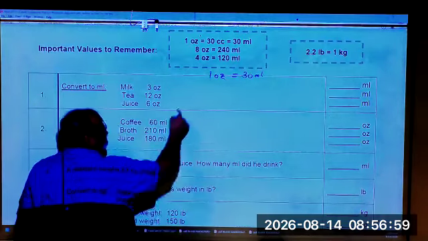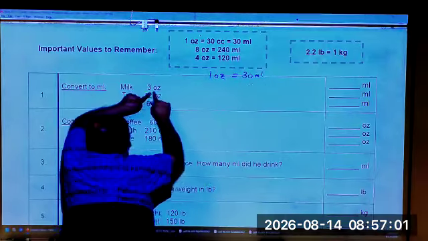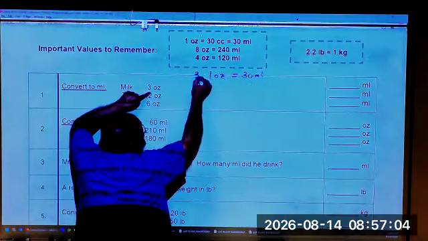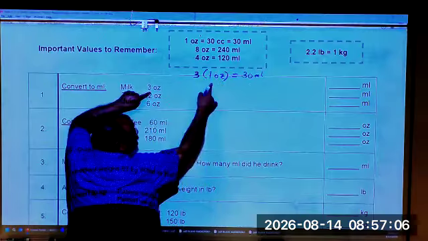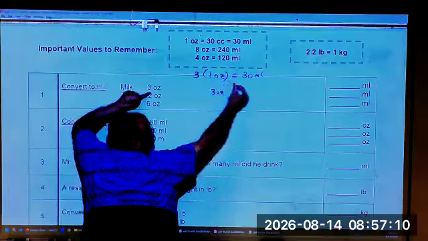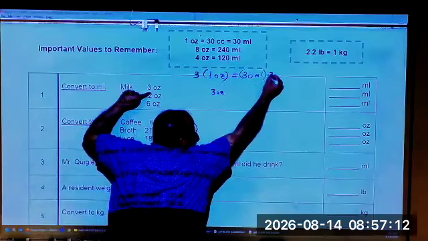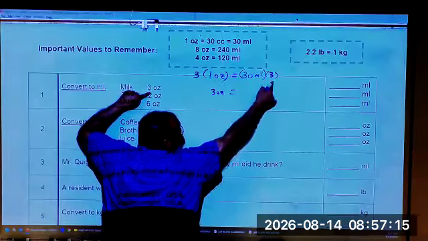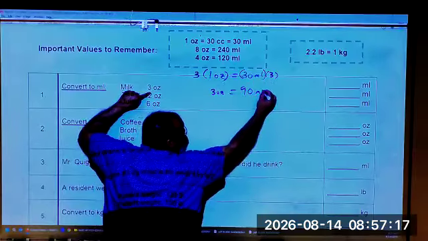So if the conversion is 1 ounce is 30 milliliters, then I just need to convert these 3 ounces. So 3 times 1 is going to give me 3 ounces. And if I multiply this side by 3, I got to multiply this side by 3. And 30 times 3 is 90 mil.